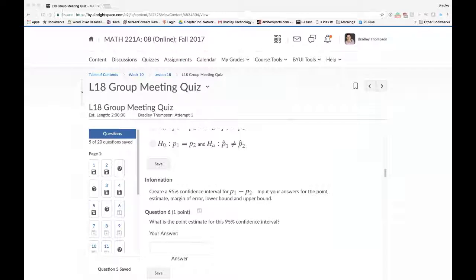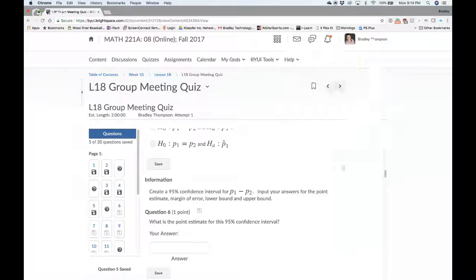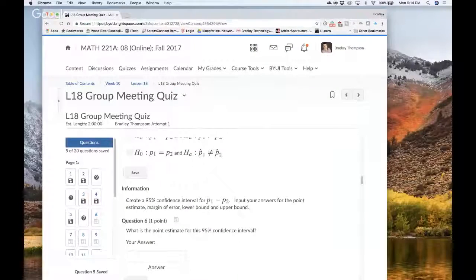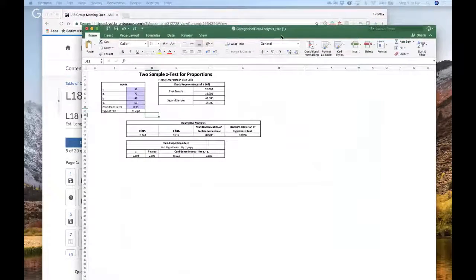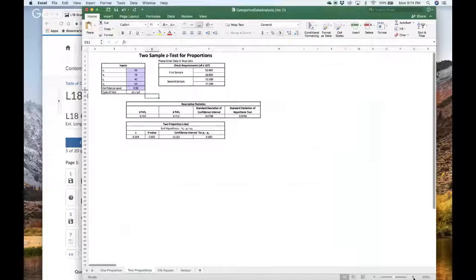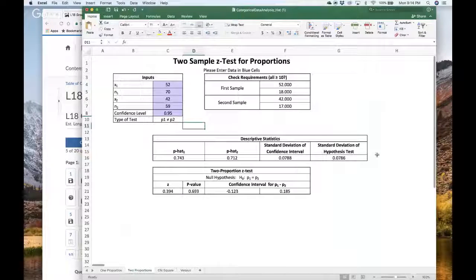Hold on, let me see my video here and find out where's the... I don't know. Have you guys looked at this? Oops, hold on, I got to get out of full screen. Have you guys looked at this too? I have not looked at that yet. No. This is the categorical data analysis spreadsheet. Categorical data, that's what I got.